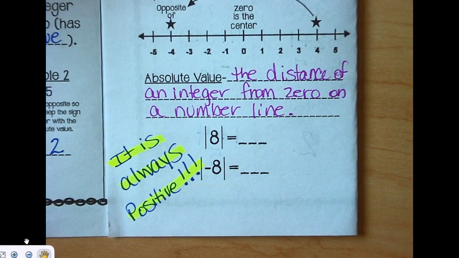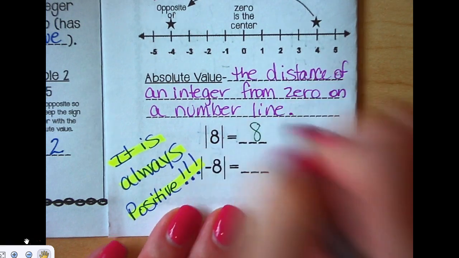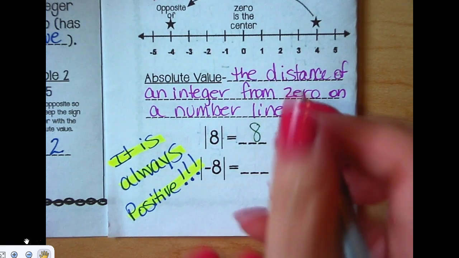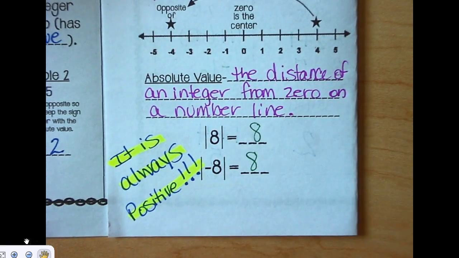So what is the absolute value of 8? 8. What is the absolute value of -8? 8. That's what you need to know about absolute value.